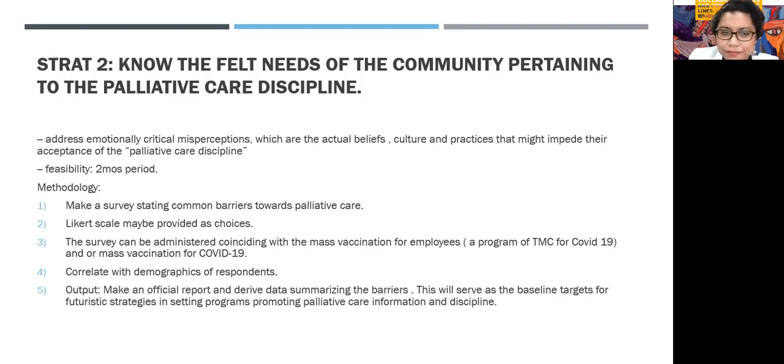Feasibility can be a 2 months period. Methodology would be to make a survey stating common barriers towards palliative care. It's actually a SWOT analysis. You can do a Likert scale. The survey can be administered coinciding with the mass vaccination from the medical center, correlate with demographics of respondents, and make an output based on official report and derive data summarizing the barriers.